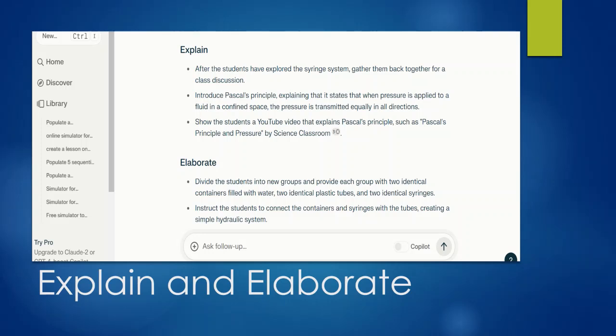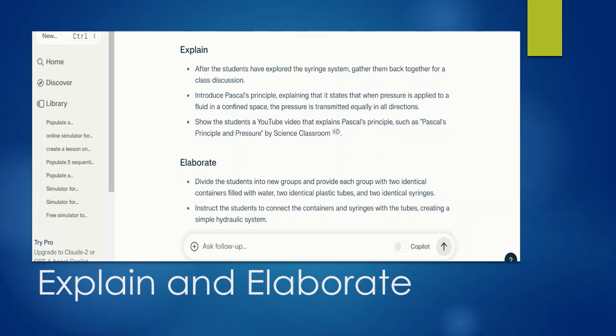Introduce Pascal's principle, explaining that it states that when pressure is applied to a fluid in a confined space, the pressure is transmitted equally in all directions. Show the students a YouTube video that explains Pascal's principle, such as Pascal's principle and pressure by the science classroom. That's the name of the video.